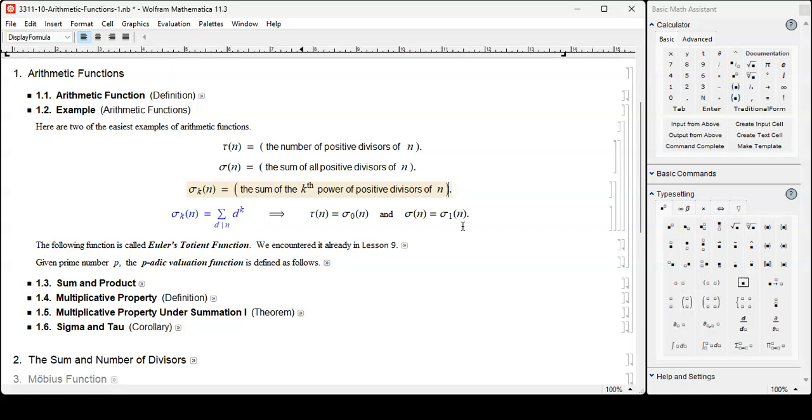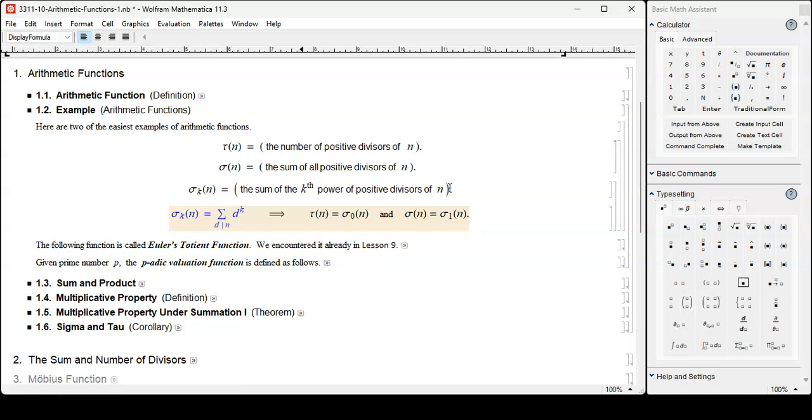So what do you mean by this sigma sub k of n? It's a sum of all expressions d to the k power, where d is a positive divisor of n. It's the sum of the kth power of all positive divisors of n. In a special case, when k is 1, you're just adding all d's whenever d divides n. So we have the sum of all positive divisors of n. So sigma n is the same as just sigma 1 of n.